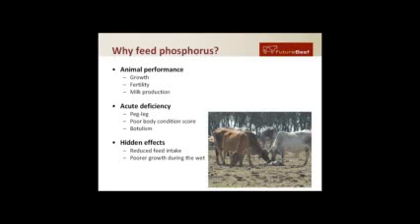So why feed phosphorus? Well, we're all conscious that we need to feed phosphorus for animal performance, and that it's required for growth. It's required for fertility and improving reconception rates, and for milk production, which obviously has the spin-off of reducing age at turn-off.